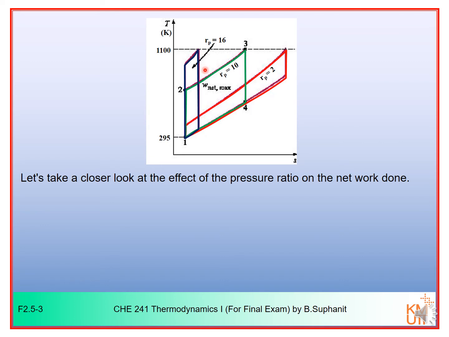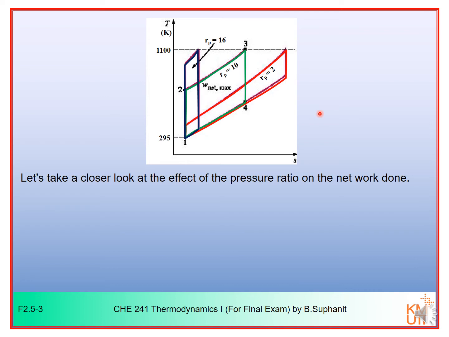We have already known that the area enclosed by the cycle represents the net work output. You can see that for these three cycles, the areas of them are different. We want to determine which pressure ratio will give us the maximum net work output. So we have to write the net work output as a function of pressure ratio. Now, the net work output can be calculated by using the turbine work minus compressor work.